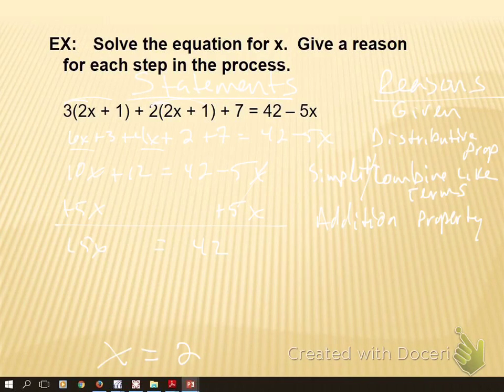So we get 15x plus 12 equals 42. And again, we're combining like terms, or simplify again, you can do that. Okay. The next step you would take would be subtract 12 from both sides, right? And again, we're showing that. We have to have a reason for doing that. Since we're subtracting, it's going to be the subtraction property that we're using.